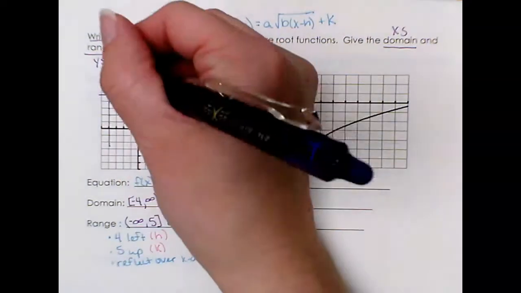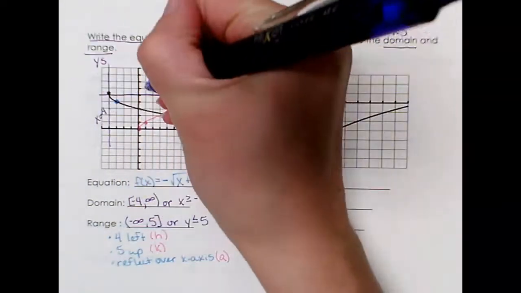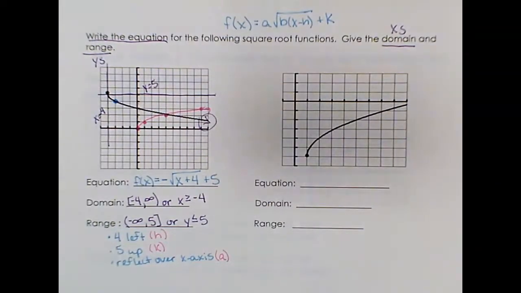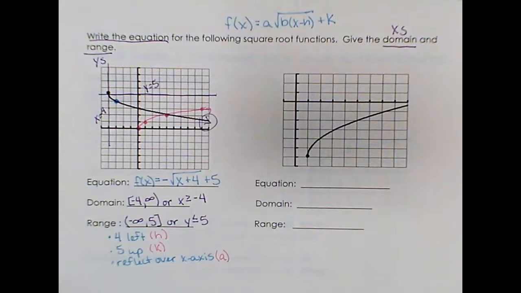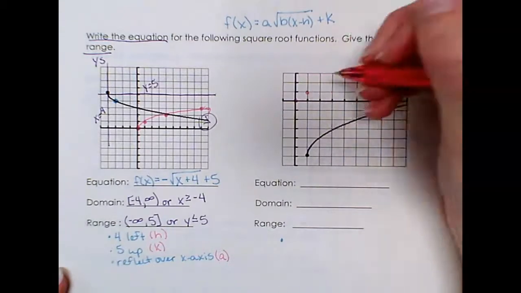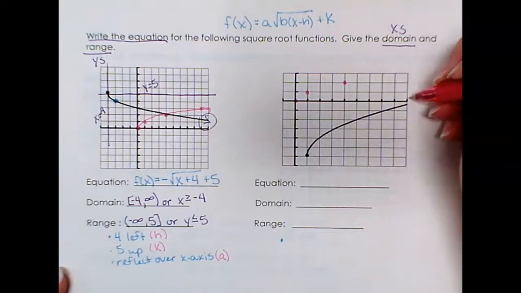So this x boundary was at x equals 5. Okay. Let's talk about the next one. The next one, if we want to decide where the parent function... 1, 2, 3, 4, 5, 6, 7, 8, 9.